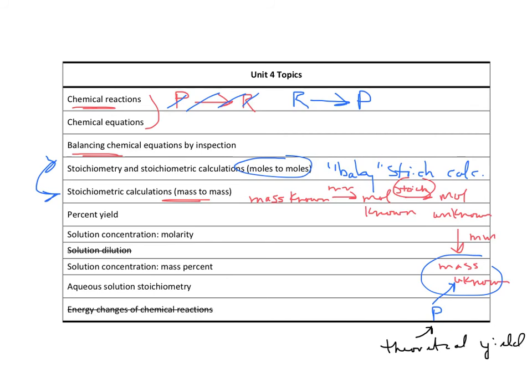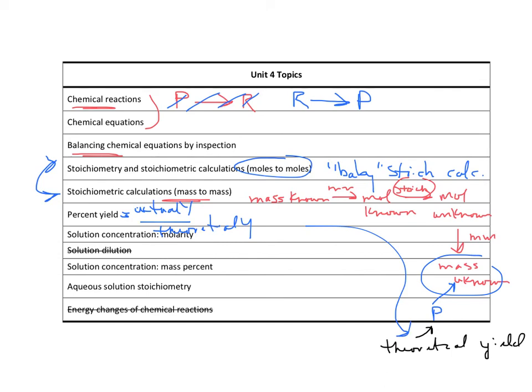Because it's what you think you should get back. And so percent yield then is, remember, actual divided by theoretical. Actual yield, that's an A, divided by theoretical. And a theoretical yield was from a calculation.